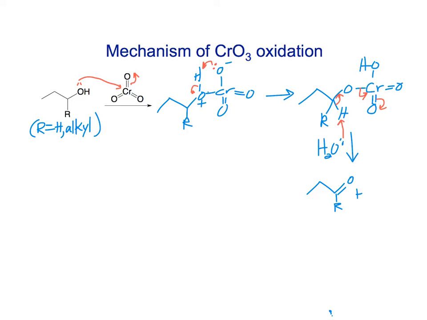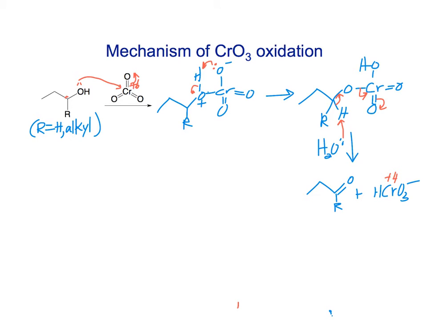We get from this HCrO3 minus. Okay, so notice in this process we're going from a chromium plus 6 to a chromium plus 4. So the chromium has been reduced, but the carbon here has been oxidized from the alcohol to the ketone or aldehyde.